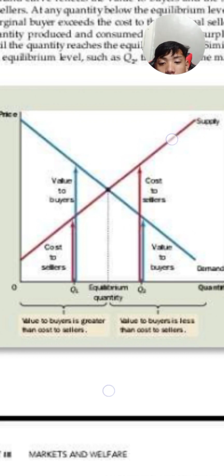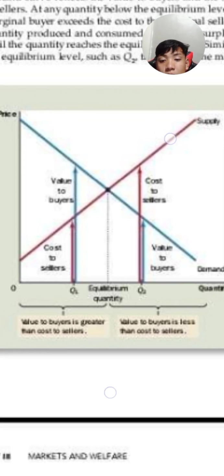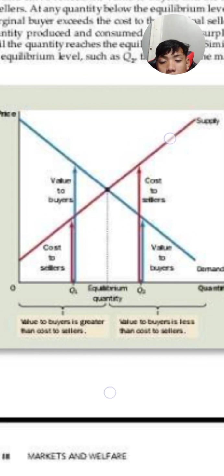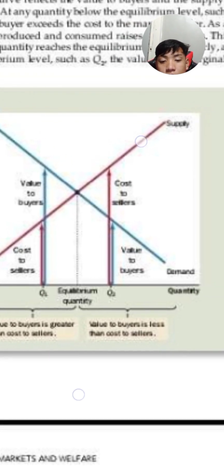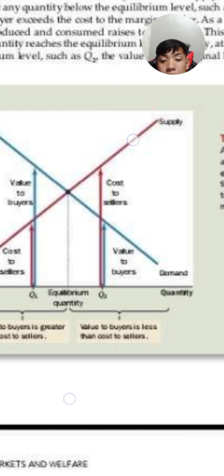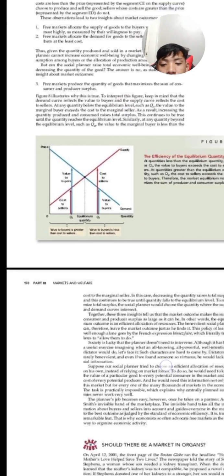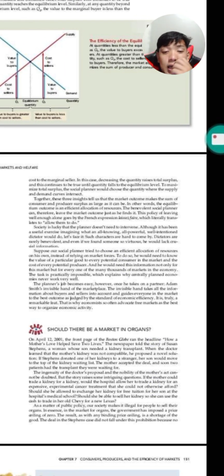And then from zero to the center, the value to the buyers is greater than the cost to the sellers. And on the right side, the value to the buyers is less than the cost to the sellers. And let's proceed to the last part. Cost to the marginal sellers in this case: decreasing the quantity raises the surplus, and it discontinues at the equilibrium level.